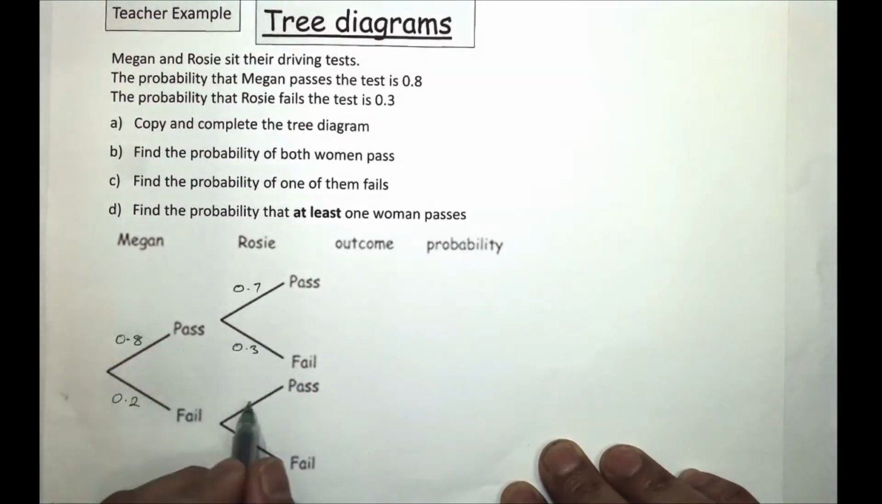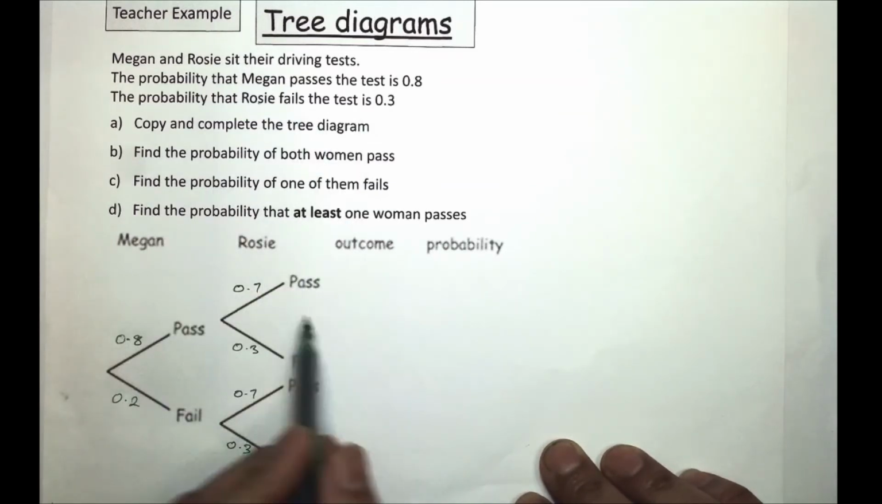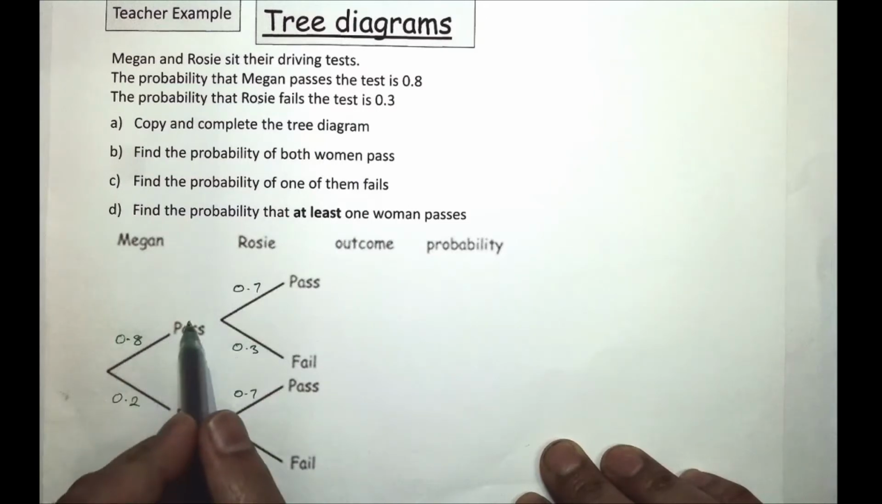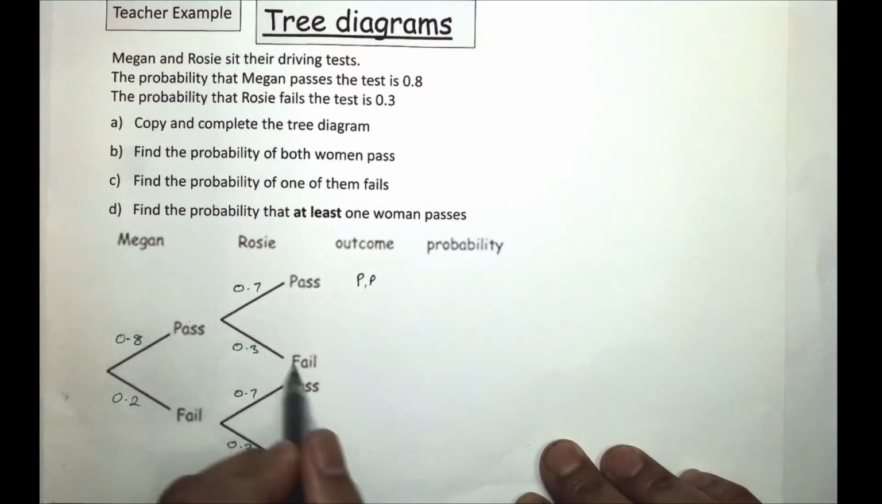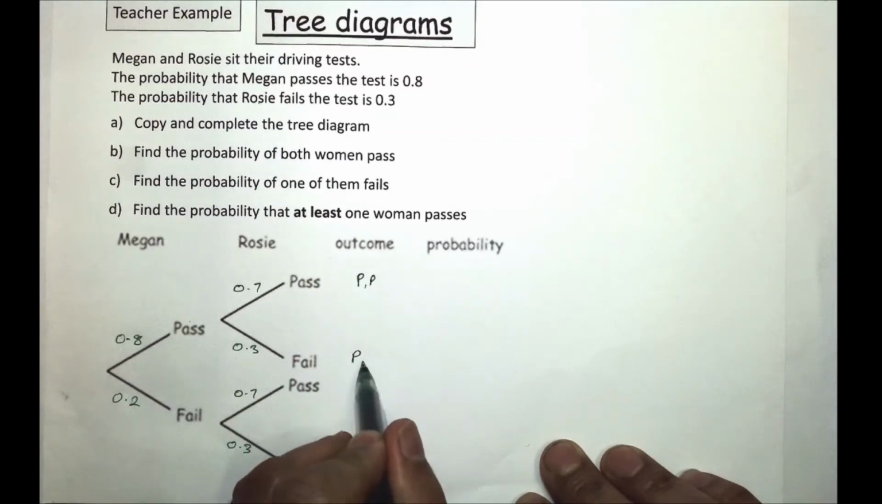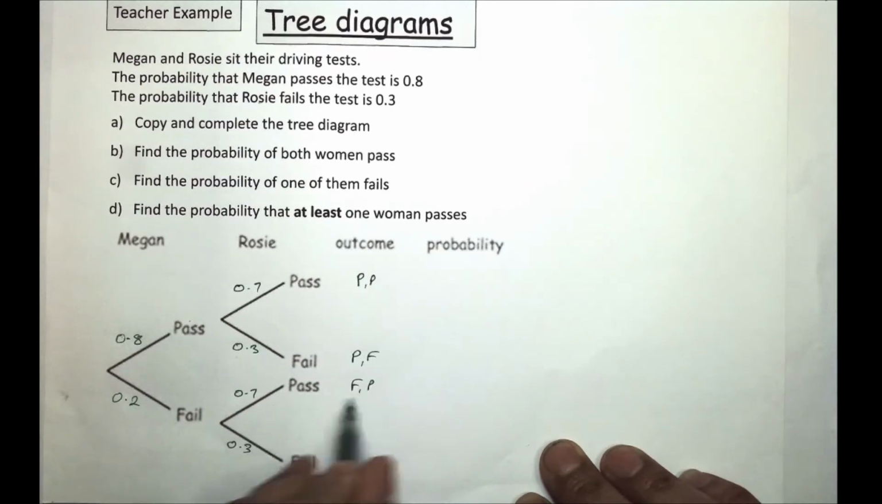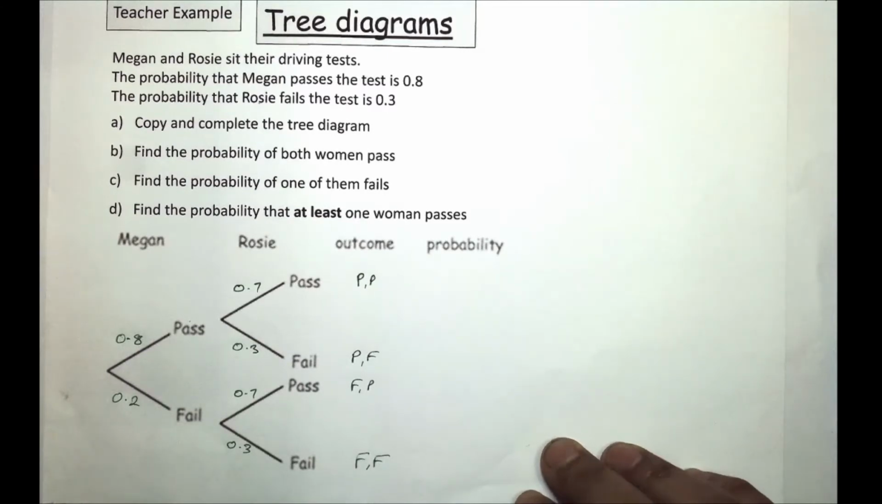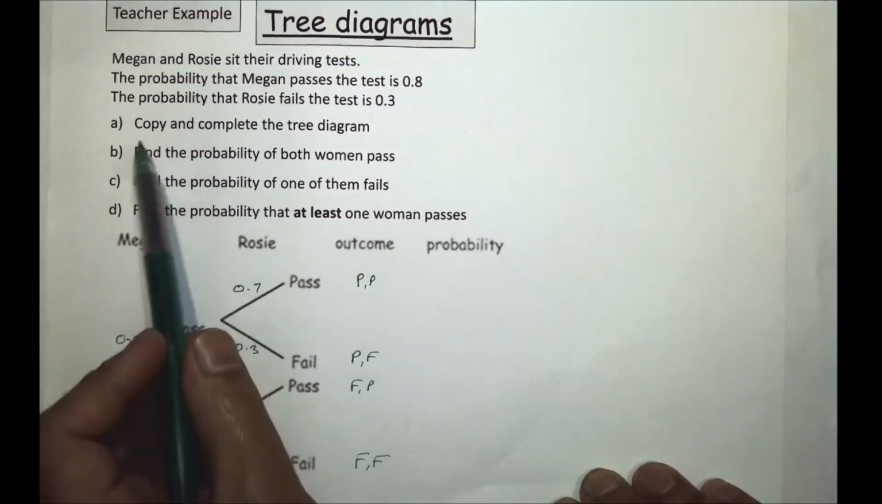And again, all I'm going to do is copy these two here: 0.7 for passing and 0.3 for failing. And I'm also going to write out all the outcomes of what could happen. So this could be Megan passing and Rosie passing, so that's pass, pass. Pass, fail: Megan passing, but Rosie failing. And that's fail and pass. And then here we've got both of them failing.